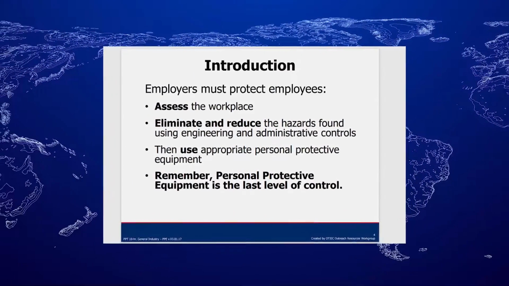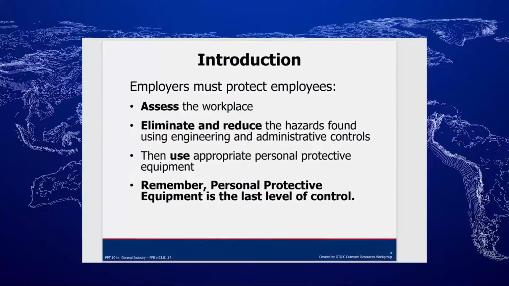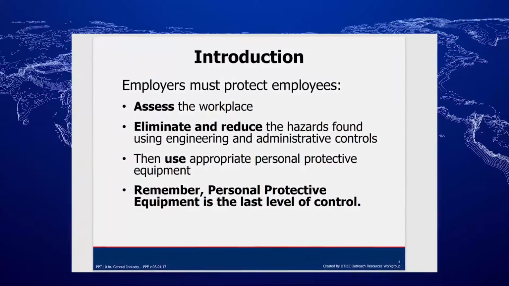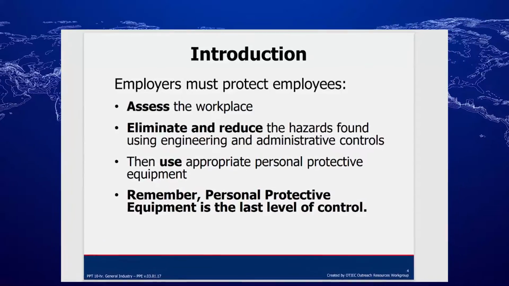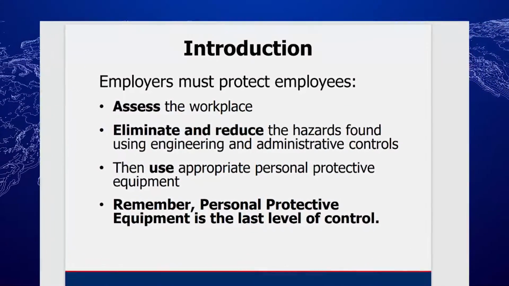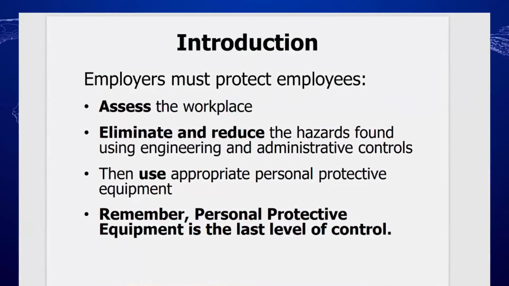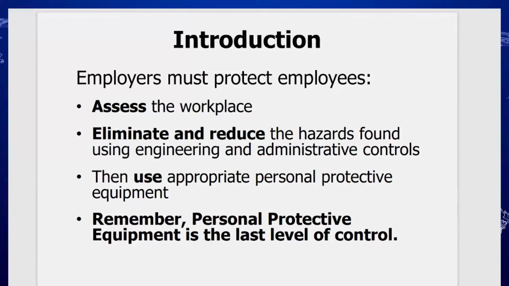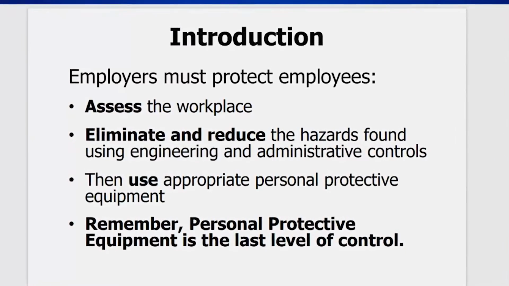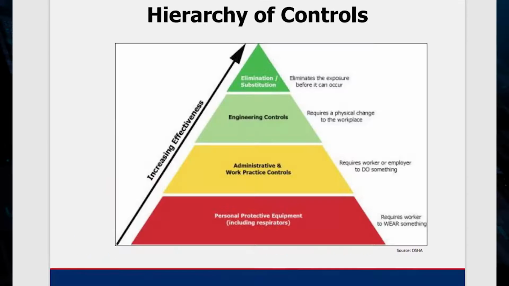Employers must protect employees by creating safe ways to assess the workplace, by eliminating and reducing the hazards found using engineering and administrative controls, and by training employees to use appropriate personal protective equipment. Remember, personal protective equipment is the last level of control. Let's look at the hierarchy of controls.